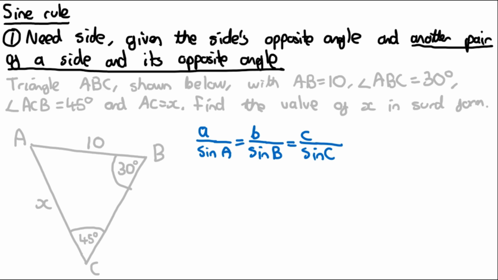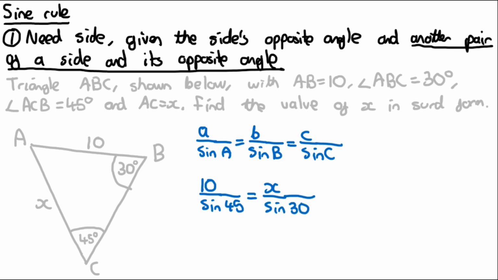I usually don't use the letters. I just realised that this is an opposite side and this is an opposite angle. So these are going to be in the same fraction. This is going to be 10 over sin 45, and this is equal to, we need to find x here, and we have the opposite angle. So it's the side over the angle, so it's going to be x divided by sin 30.